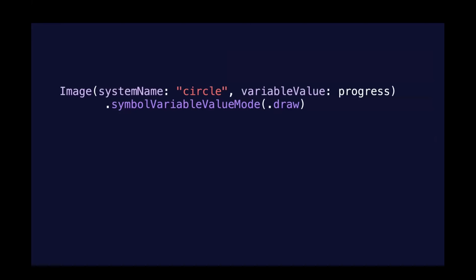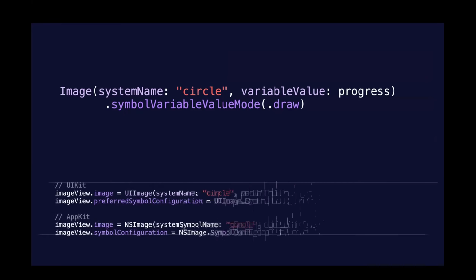It's really simple. This is SwiftUI. All you have to do is add the variable value parameter to the image. And then you add the symbol variable value mode and specify that you want to use draw. The reason you have to specify draw in this case is that there's also another value mode called color. You may have already seen this in the past with a Wi-Fi symbol where only certain layers are filled in. That would be color. But for something like progress, draw is a really great fit.